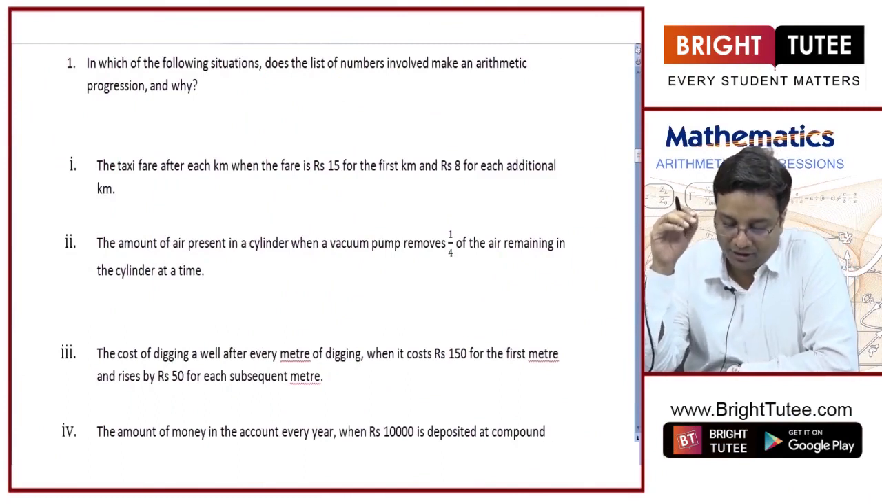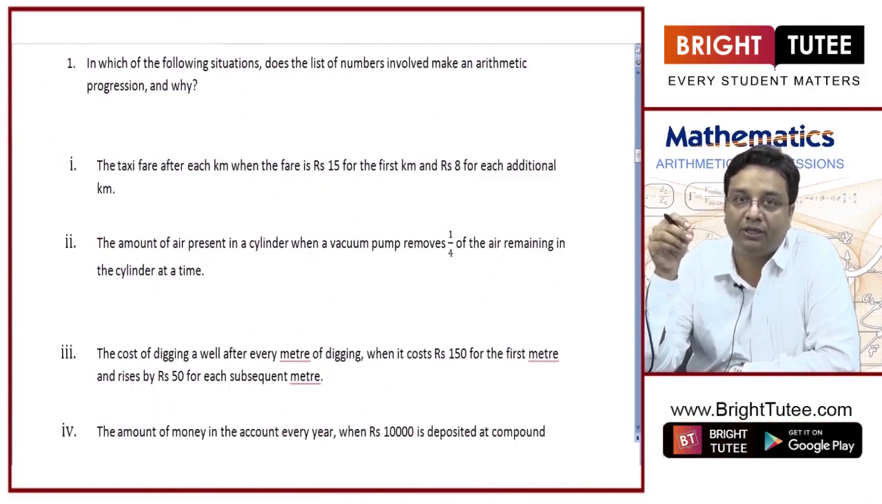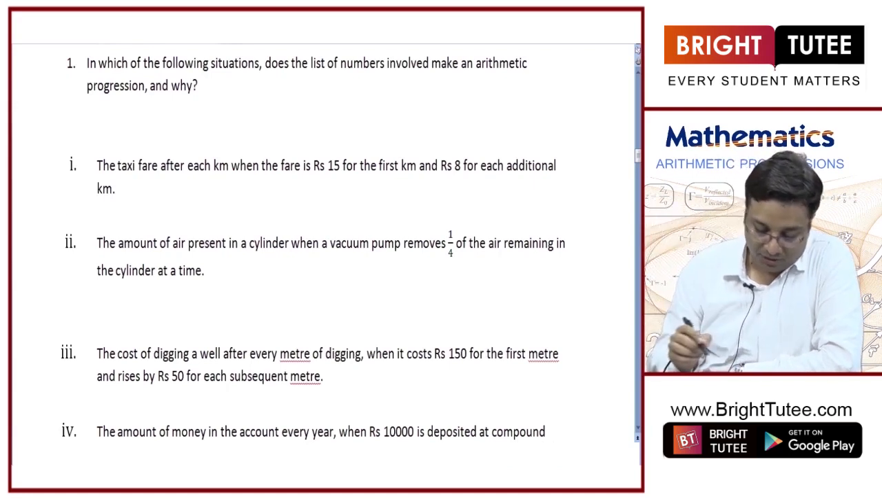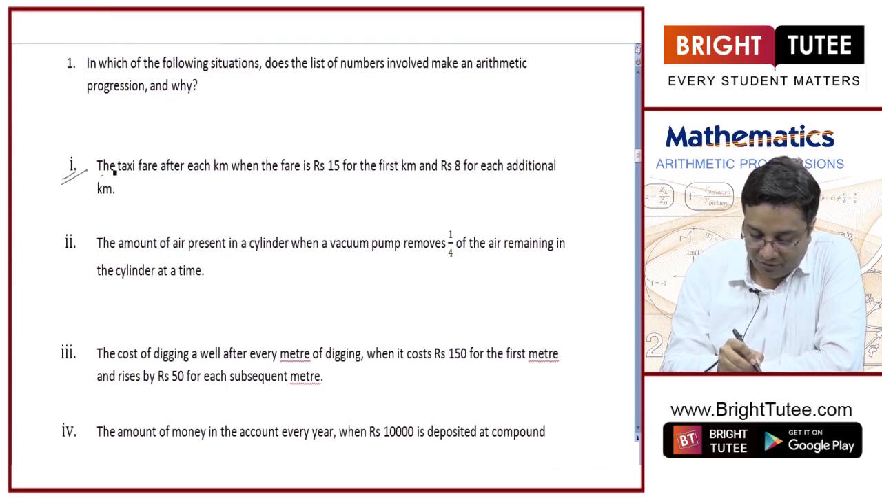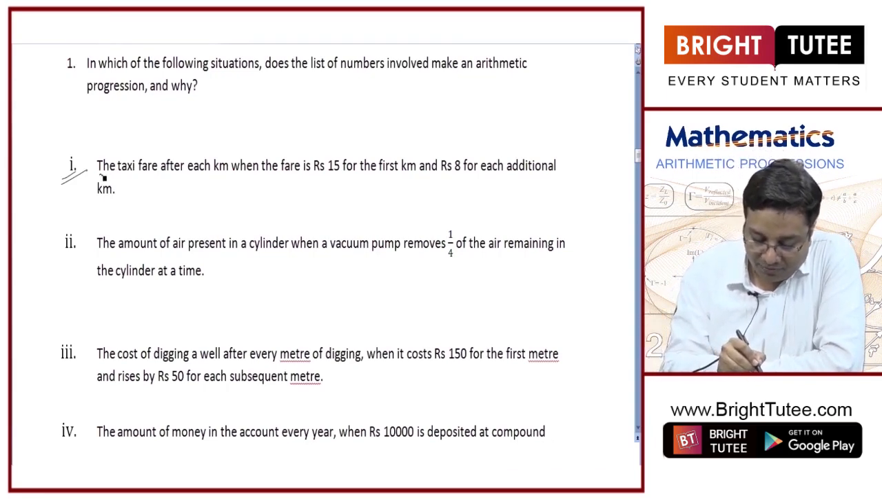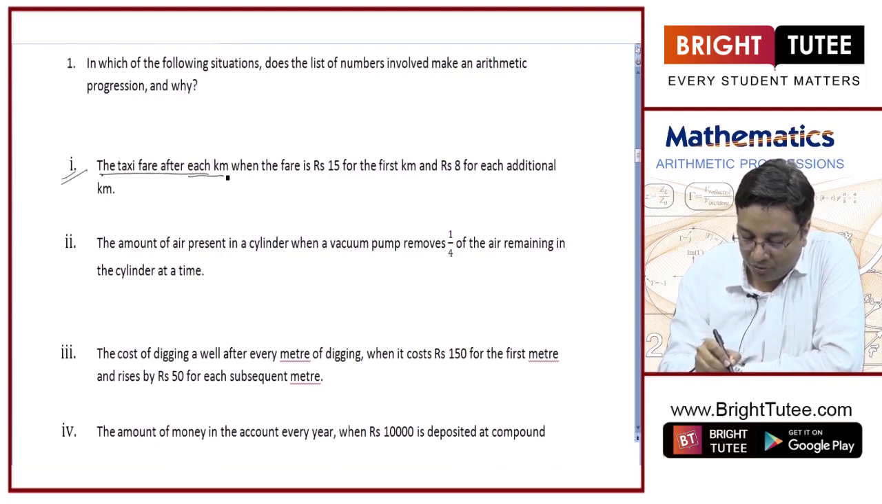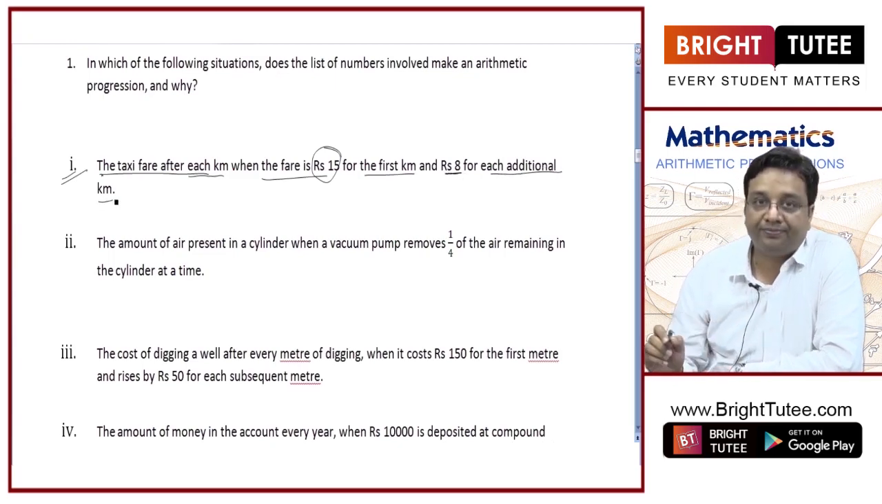In which of the following situations does the list of numbers involved make an arithmetic progression and why? Here some of the questions are given in language form, so we'll just convert them into mathematical form. For example, the taxi fare after each kilometer, when the fare is 15 rupees for the first kilometer and 8 rupees for each additional kilometer.